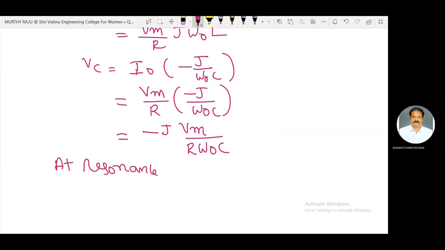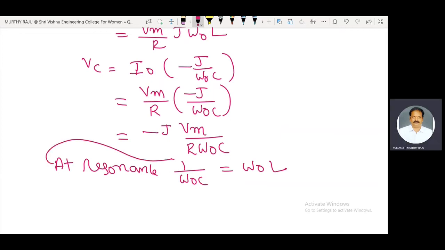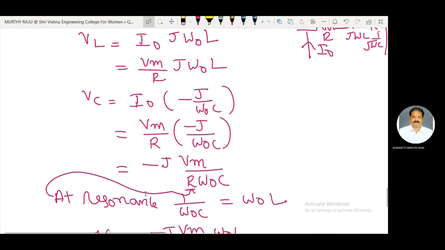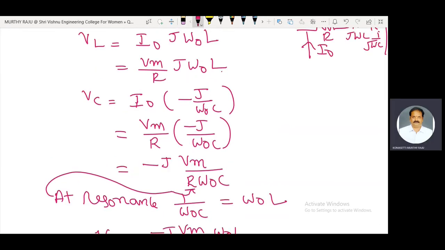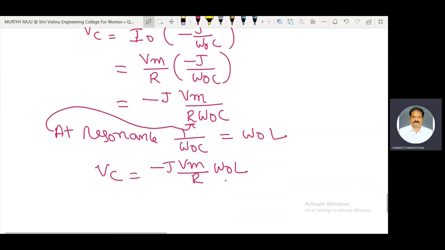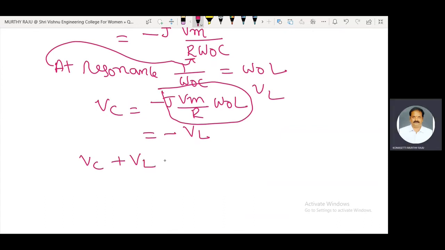At resonance, 1 by omega naught C is equal to omega naught L. Therefore, by substituting this condition, VC is equal to minus J into Vm by R into omega naught L. And Vm by R into J omega naught L is VL. The entire term is VL. Therefore, VC plus VL is equal to zero. The net voltage across the inductor and capacitor combination is zero.